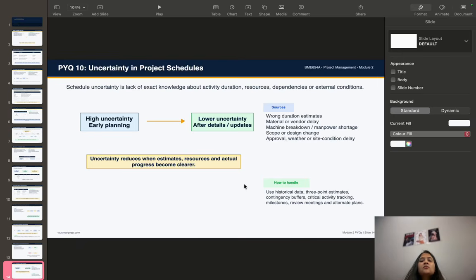So in the exam, draw the uncertainty funnel, with high uncertainty in the early planning, and lower uncertainty after the details and the updates. So I repeat again, if you have the textbook, you can refer to the textbook diagram. If you don't have, you can also refer to this block diagram.